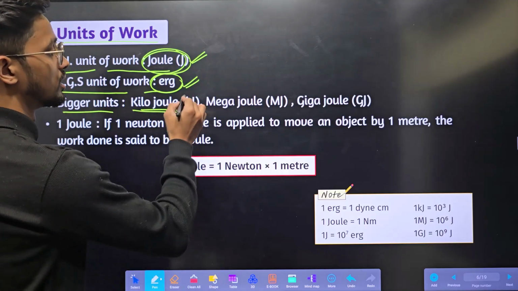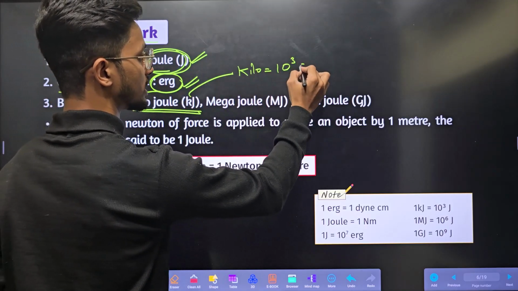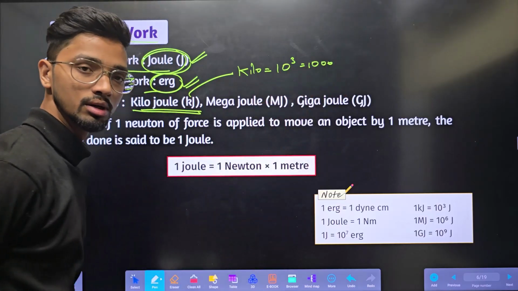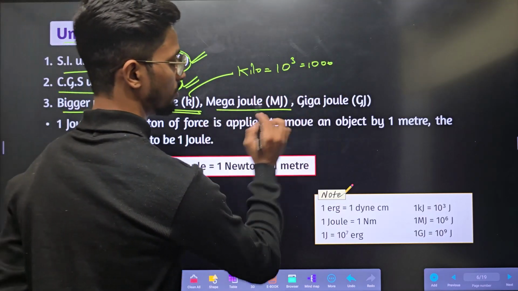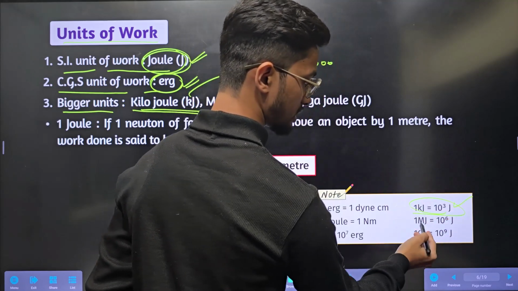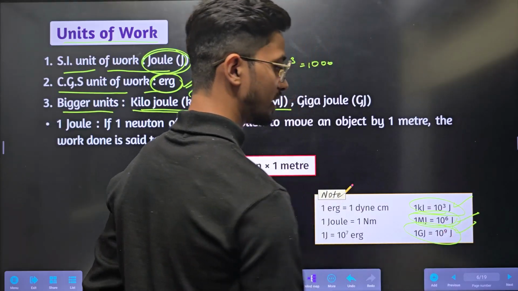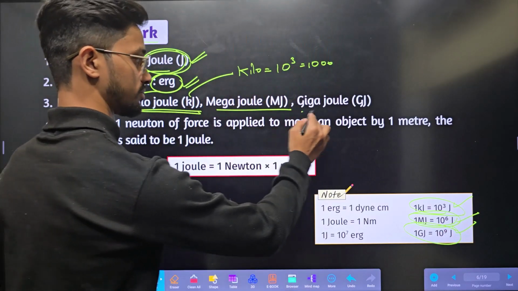Kilojoule means, wherever the word kilo comes, that is nothing but 10 to the power 3. Any 1000 joules. Megajoule. Mega, see here, I mentioned here. 1 kilojoule is 10 to the power 3 joule. 1 megajoule is 10 to the power 6 joule. 1 gigajoule will be 10 to the power 9 joule.